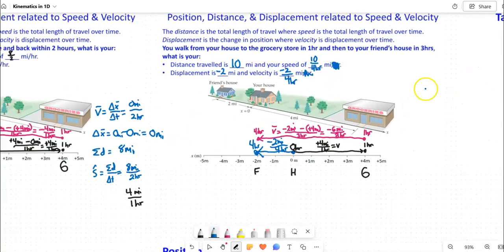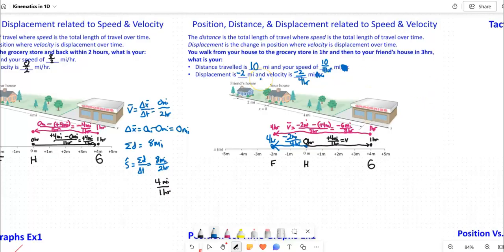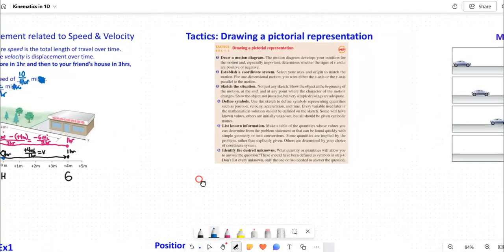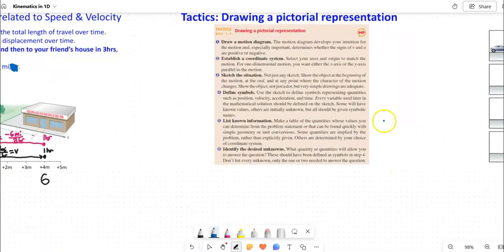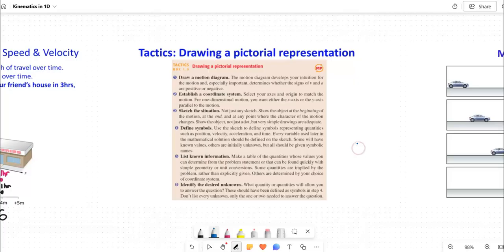And that is how distance and displacement are different from each other, and how they relate to speed and velocity. Okay? All right. Now, we did kind of do a little bit of motion diagrams and that kind of stuff.